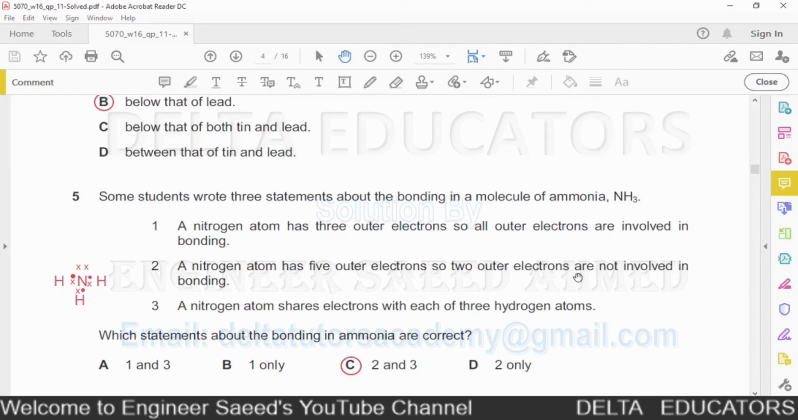Number 3. A nitrogen atom shares electron with each of 3 hydrogen atoms. Yes, it is correct. Here 3 electrons of nitrogen share electrons with each hydrogen atom, with 3 hydrogen atoms. So here number 2 and number 3 are correct. Number 2 and number 3 is given in option C. So correct option, option C.